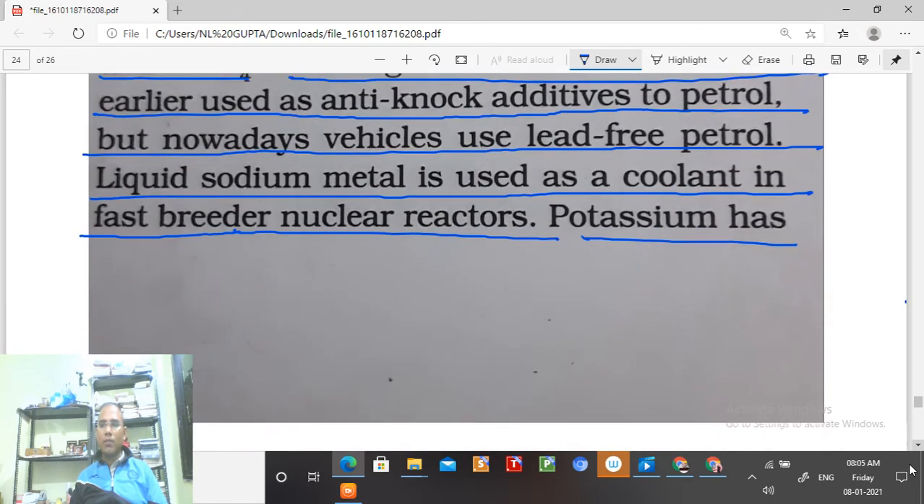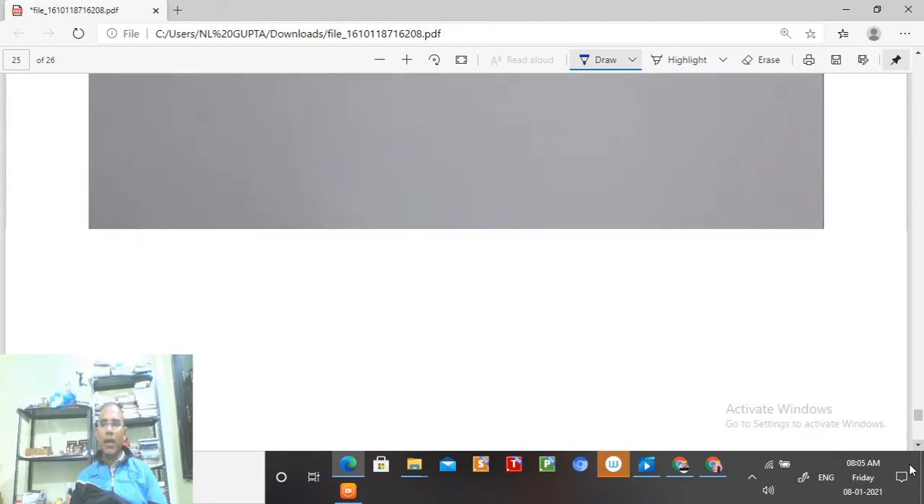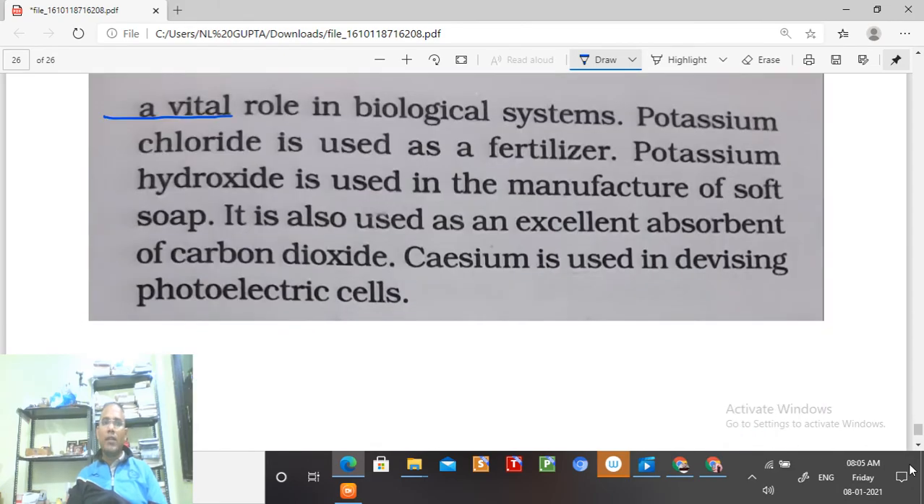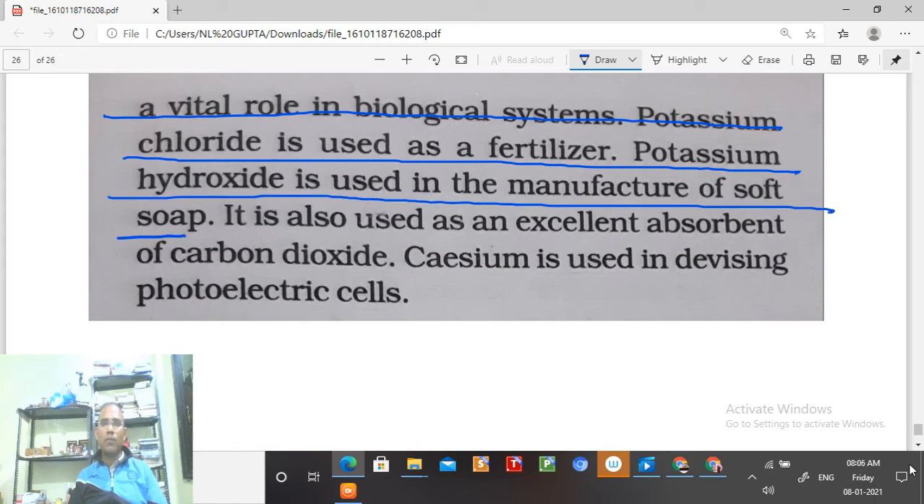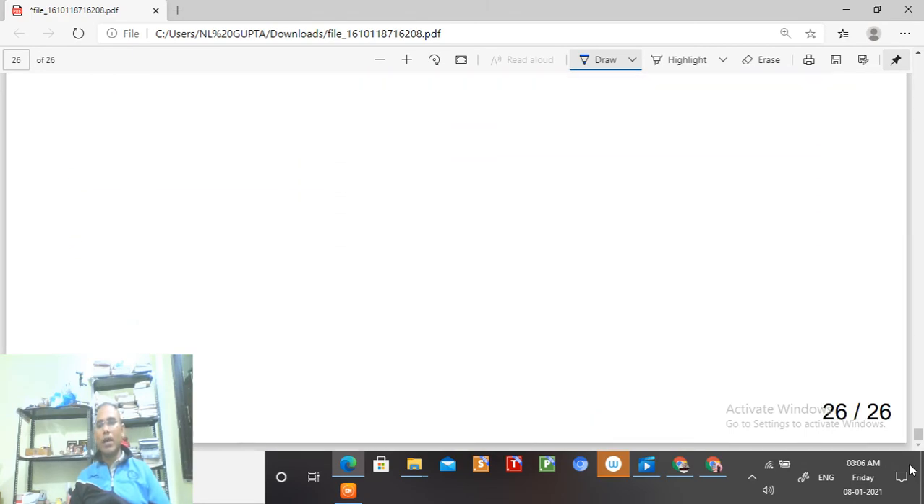Potassium has a vital role in the biological system. Potassium chloride is used as a fertilizer. Potassium hydroxide is used in the manufacture of soft soap. It is also used as an excellent absorbent of carbon dioxide. Cesium is used in devising photoelectric cells, as it has a very low ionization enthalpy.